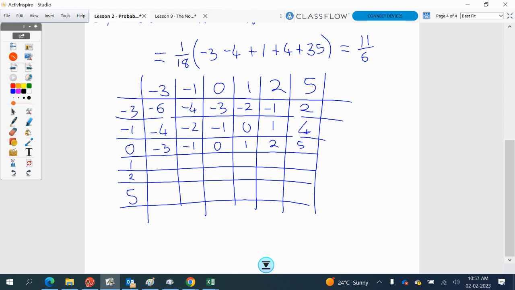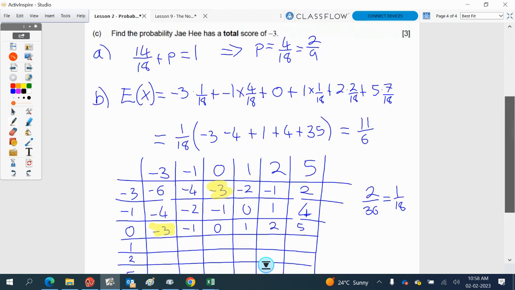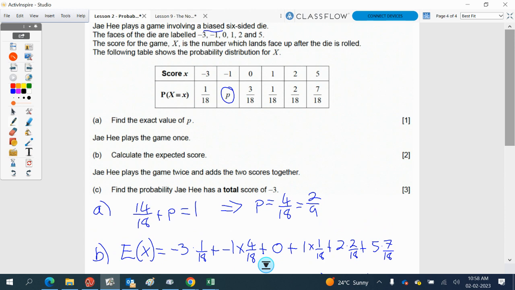So we're going to get an outcomes table like this one with a possibility of 36 different outcomes, and only 2 of them are going to give us -3. So the answer is going to be 1 out of 18. If we use the outcome diagram, we can see there is a possibility of 2 out of 36, which is 1 out of 18. If you do it using the probabilities given in the probability distribution, we've got 1 out of 18 times 3 out of 18.